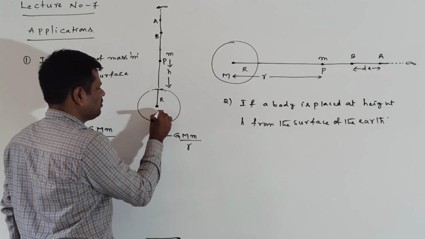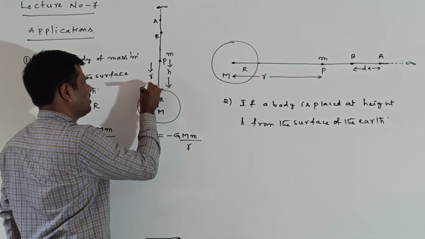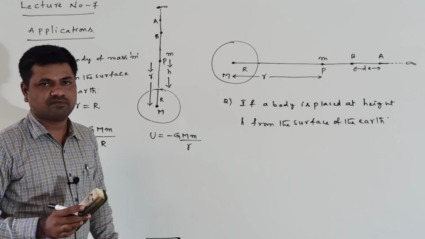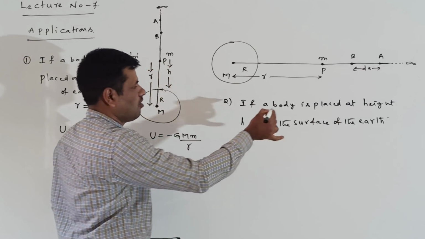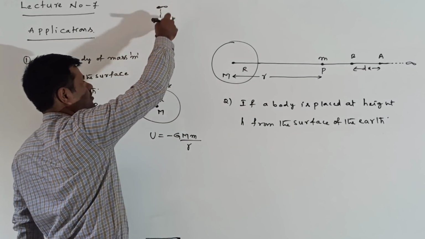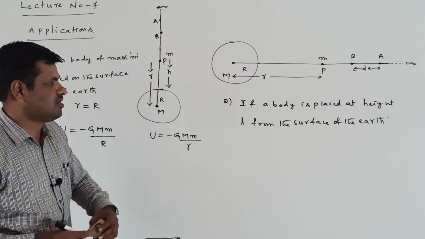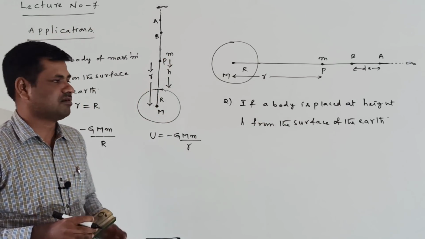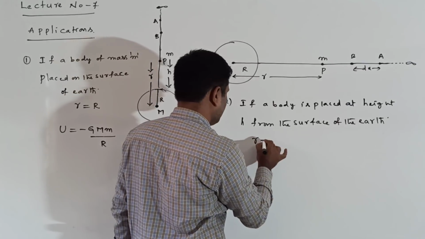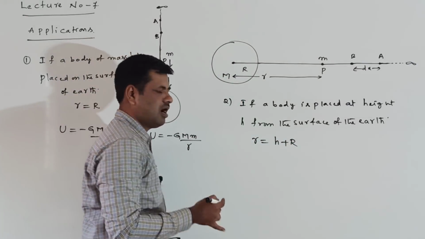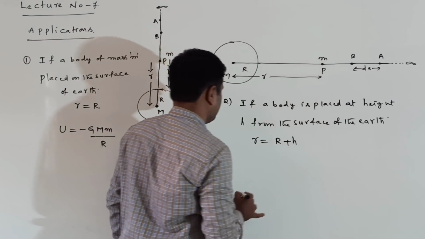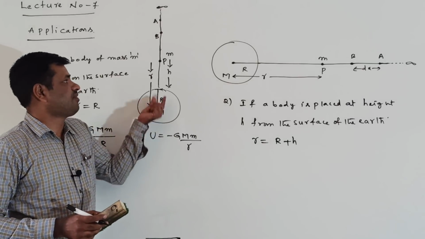Here the distance from the center of the earth to point P, we already consider as small r. Small r is the distance of point P from the center of the earth. Now the body I am placing at height h from the surface of the earth. It means the body is taken from infinity to point P, which is at h height from the surface. Now what is small r in this case? Small r is equal to h plus R, or you can write R plus h, the distance from the center of the earth.